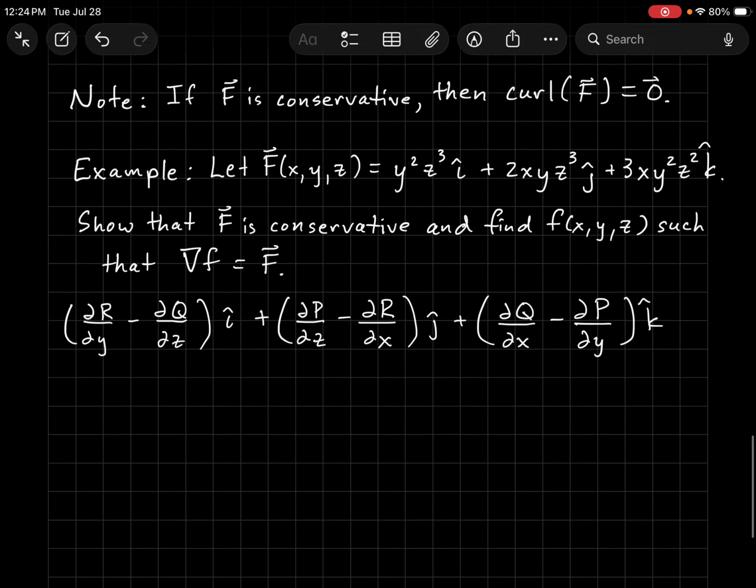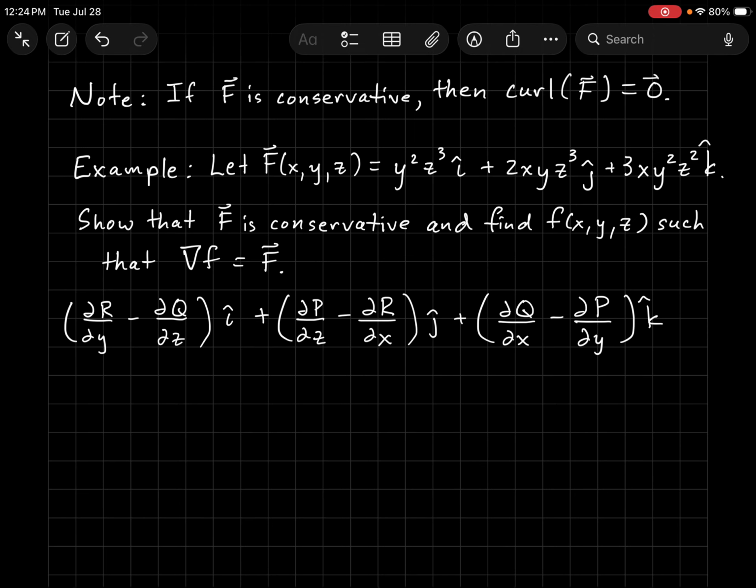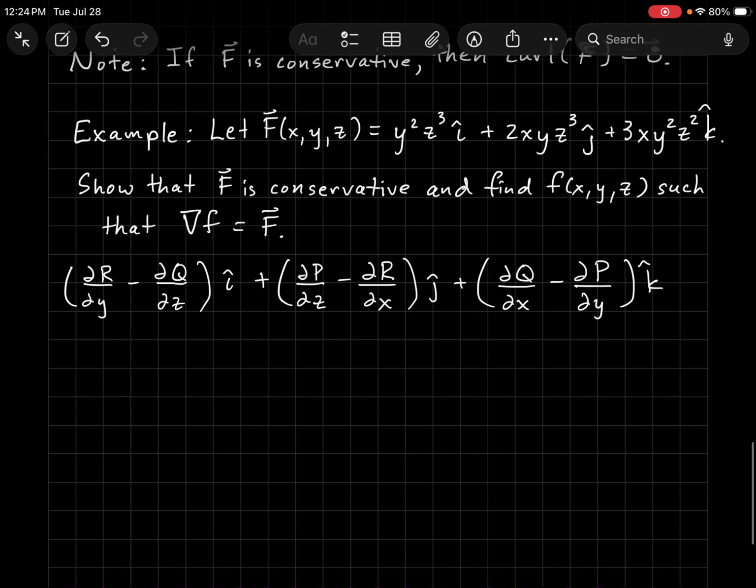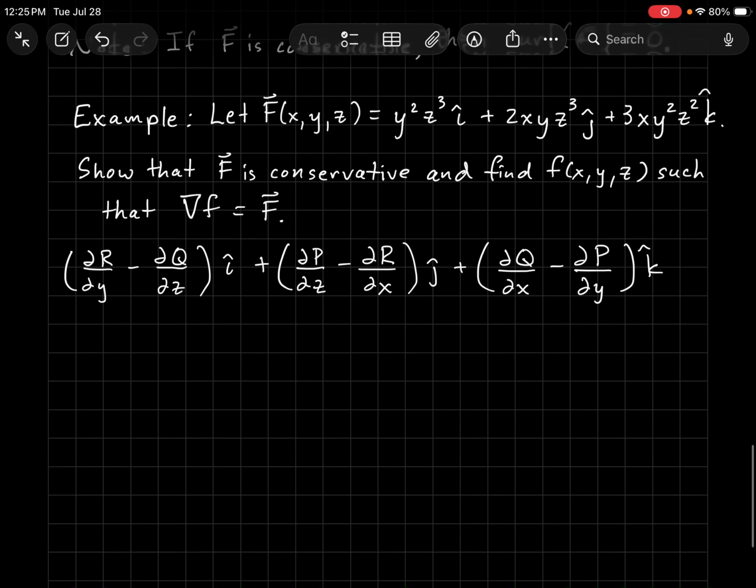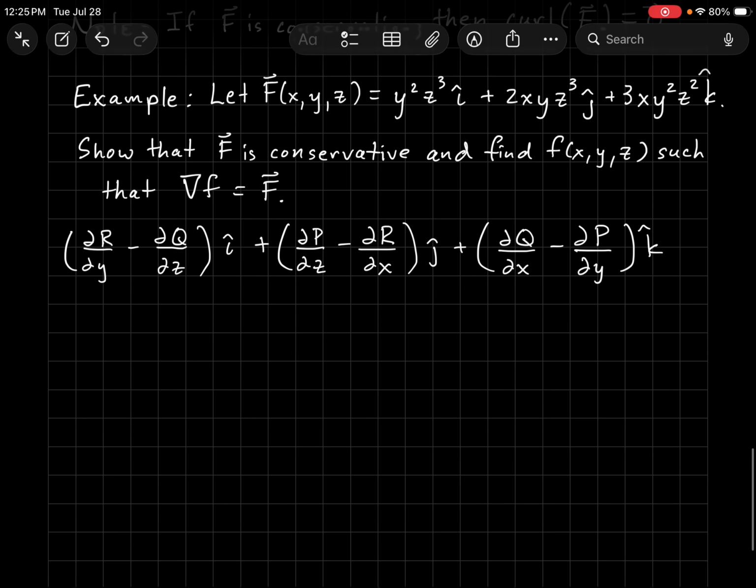So let's do another example here. Given this vector field, f of x, y, z equals y squared z cubed i, plus 2xy z cubed j, plus 3xy squared z squared k. Let's start by showing that f is conservative. So we're going to take the curl of f to do that. And we have the formula again right above us so we can see it.